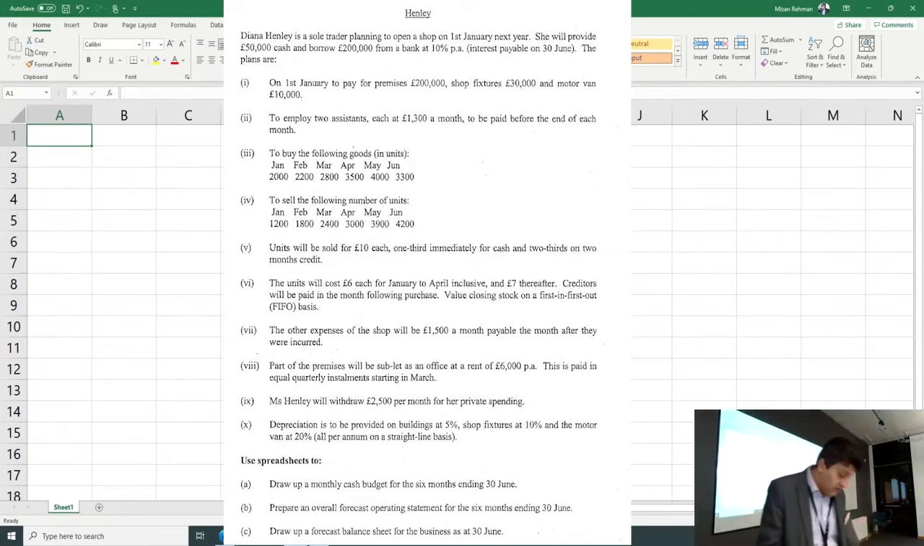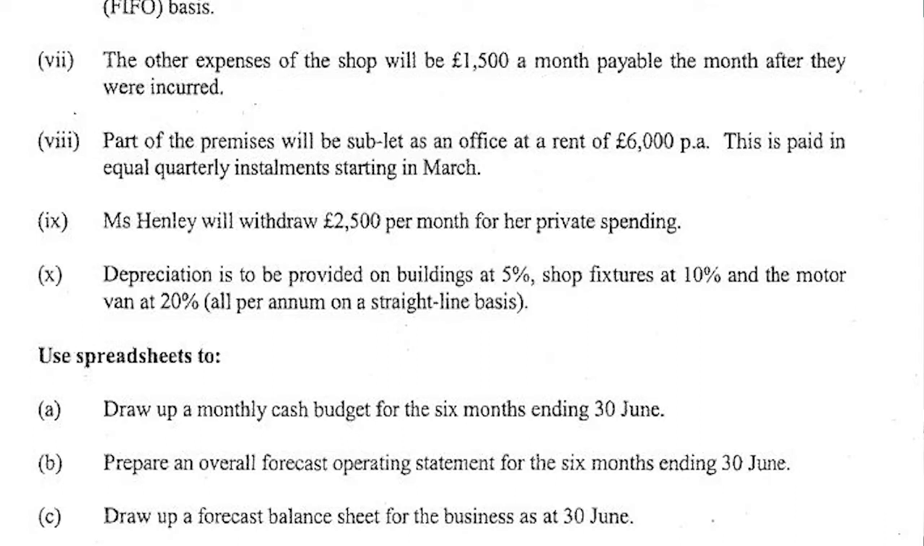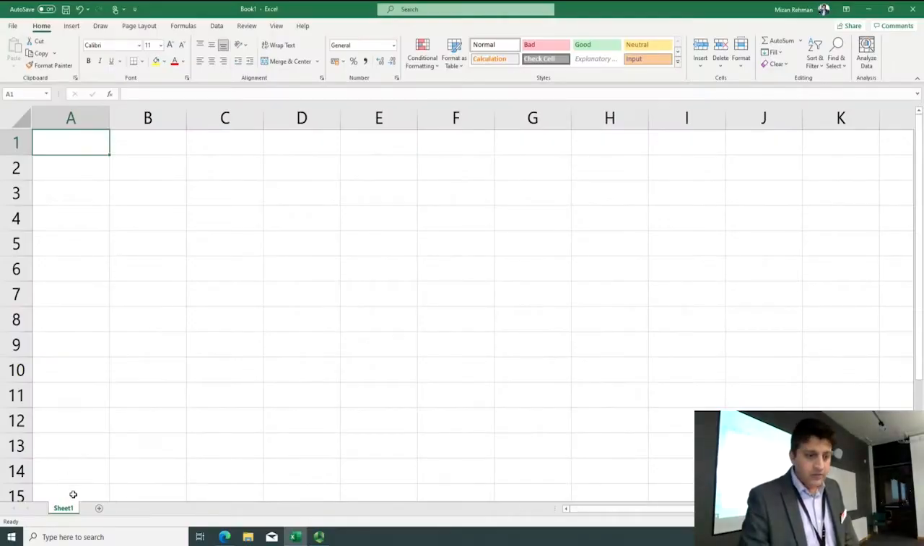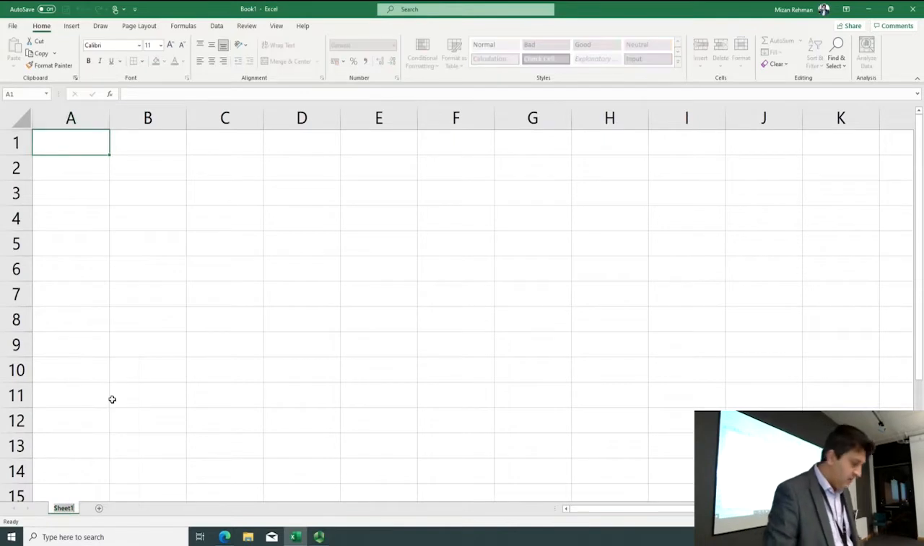solve the answers, requirements. So the requirements are: use spreadsheets to draw a monthly cash budget for the 6 months to 30th June. Your business plan should be at least for 1 year. Prepare an income statement and balance sheet. I'll rename this as my data.